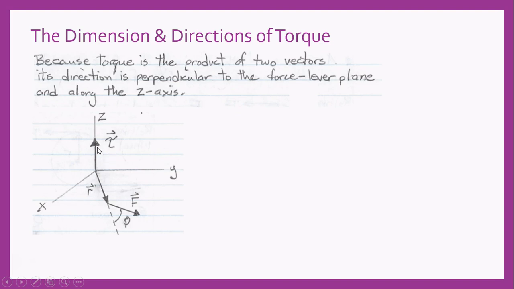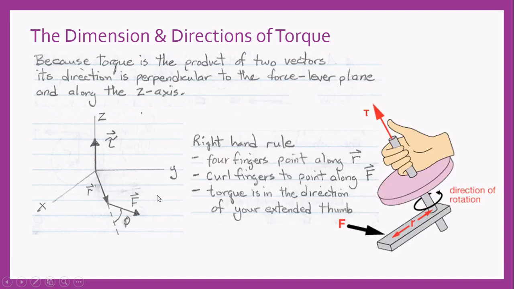So it is pointing up on the z-axis in this instant. We use the right-hand rule to determine the direction of the torque. It's always going to be on the z-axis, but is it going to be pointing up or pointing down? To determine that, we need to use the right-hand rule. And here's how we do that.